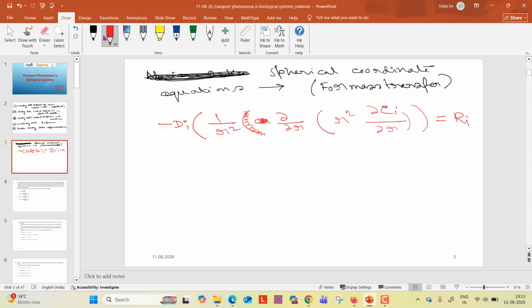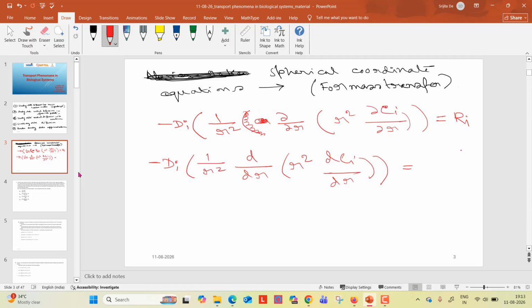So now the only variable is r, so we can write it in the form of a differential equation, not the partial differential equation, right? So it is minus D by r squared d/dr of r squared dS/dr equals R_i.